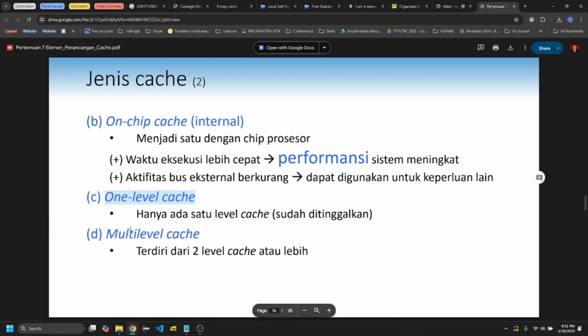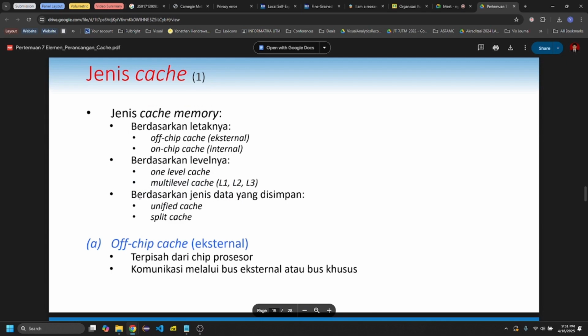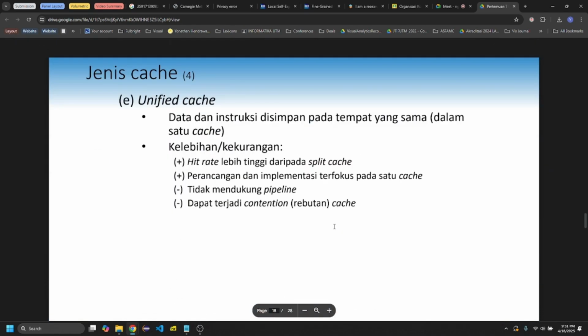This one level cache, multi-level cache, and then this one based on the data type, unified or split. The unified, the data and instruction in the main memory is stored in the same place in one cache. One cache can store data and can store the instruction at the same time. The pros and the downside of this one: advantage is the hit rate is higher compared to the split cache.